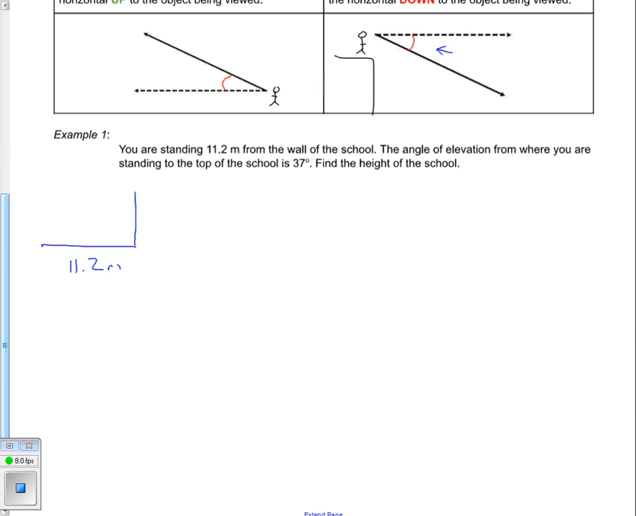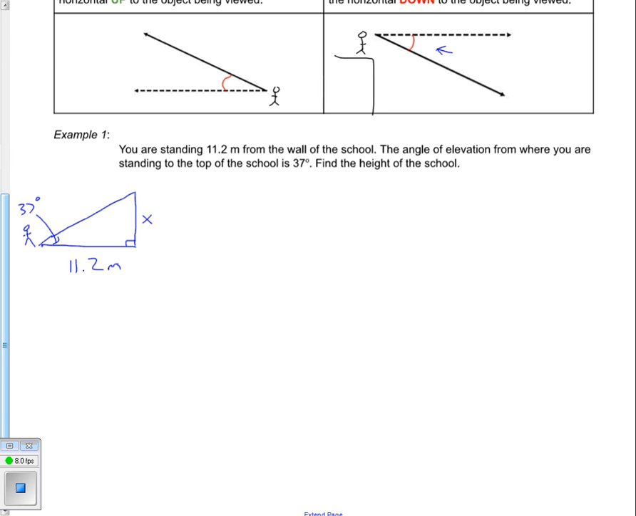And from where you're standing in this position, because this is you, to the top of the school, that's going to be that angle there. That's 37 degrees. Because that angle is 37 degrees, we want to figure out the height of the school. So we're trying to figure out that value right there. Now, between the ground and the school, it's important to know that that is going to make a 90-degree angle. So now we actually have a diagram that we can work with.